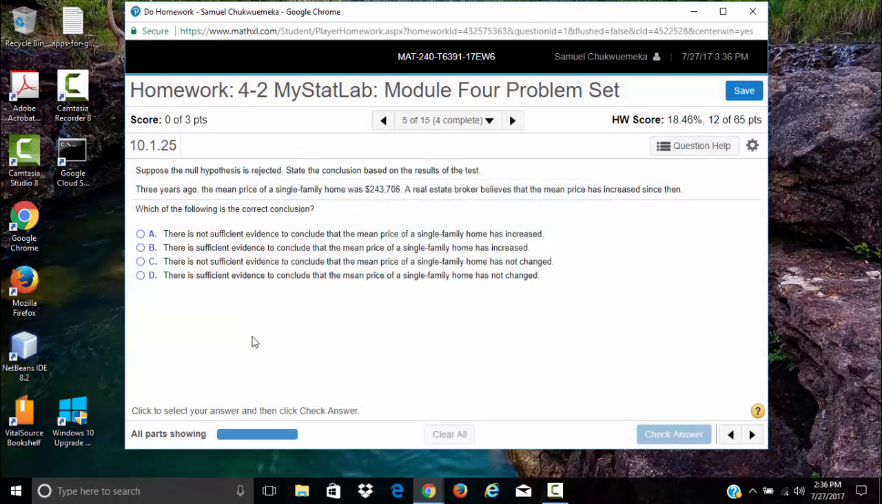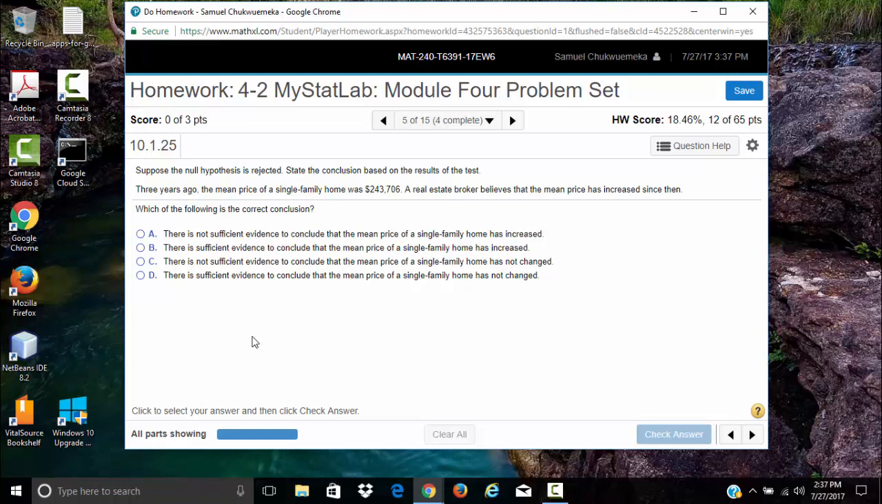Question 5. Suppose the null hypothesis is rejected. State the conclusion. Remember, if your decision is to reject the null, then the conclusion will be there is sufficient evidence to support rejection of the null. The claim here: 3 years ago, the mean price of a single family home was $243,706. A real estate broker believes that the mean price has increased since then.